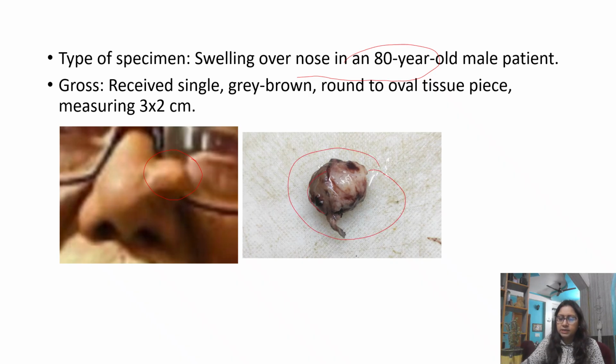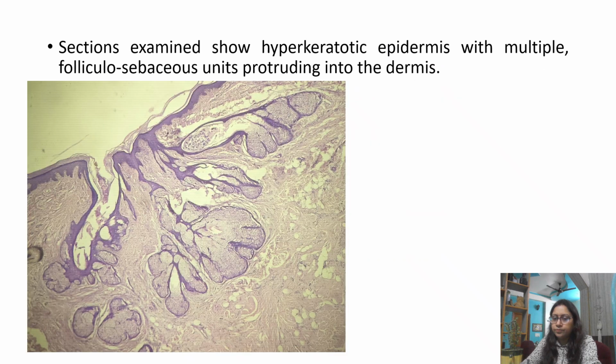You can see the skin-covered round mass has been removed. This is how we received the specimen in total. It was a single grey-brown, round to oval tissue piece. The overlying surface has skin, and it measured approximately 3 into 2 centimeters. We gave a longitudinal section, and then we saw the section.